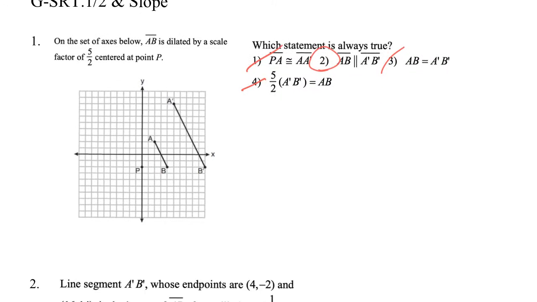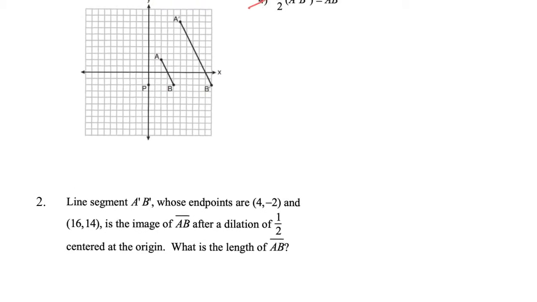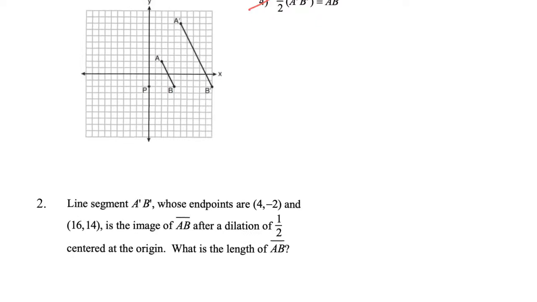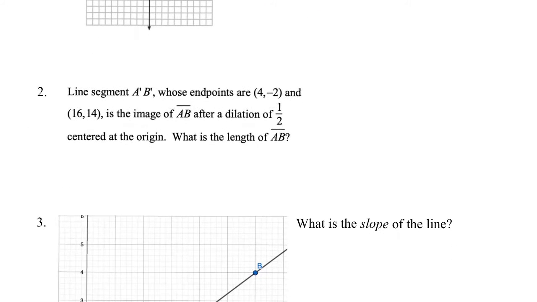All right. So now let's go down here to number 2. Well, we got to keep scrolling. There we go. All right, we have line segment A prime B prime whose endpoints are 4, -2, and 16, 14. Well, that's the image of AB after a dilation of 1/2, centered at the origin. What is the length of AB?